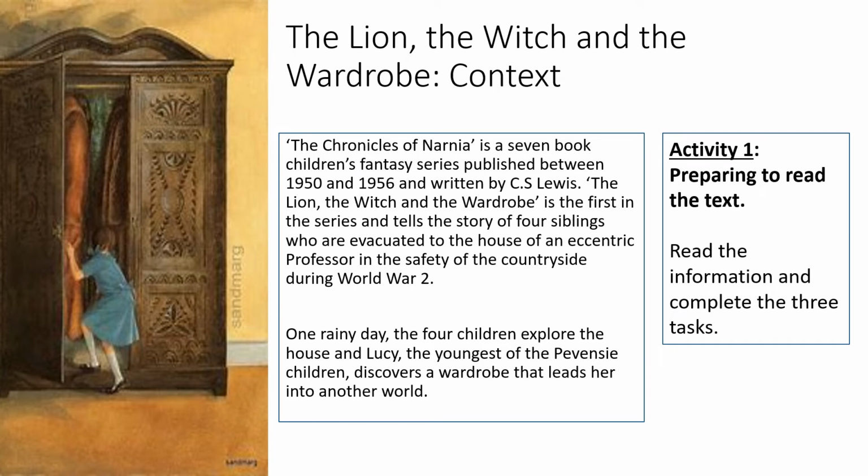The Lion, the Witch and the Wardrobe is part of a children's fantasy series published between 1950 and 1956. This book is the first in the series and tells the story of four siblings, Lucy, Edmund, Peter and Susan Pevensey, who were evacuated to the safety of the countryside during World War II. When they're exploring the house, they discover a room with a wardrobe, and Lucy decides to look inside, where she discovers another world. For your first activity, read the information on the context, or the background to the text, and complete the 3 activities based on this information.